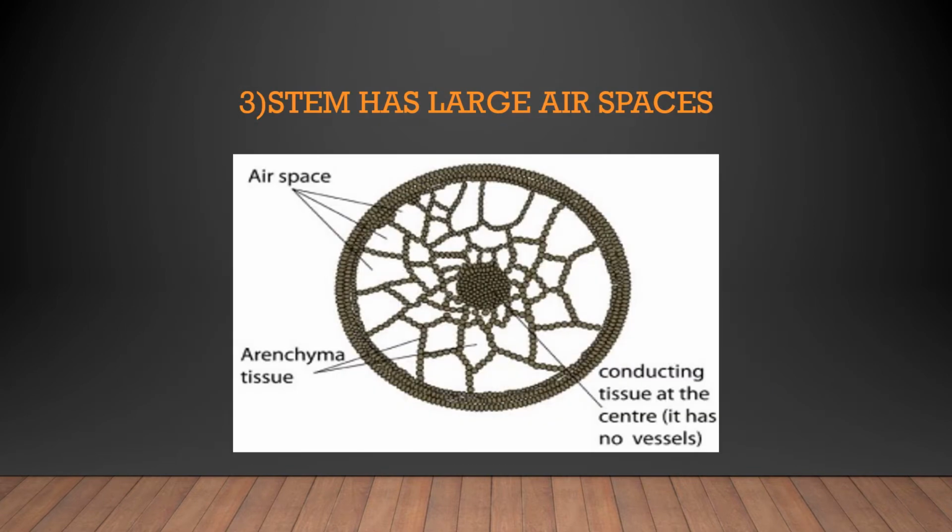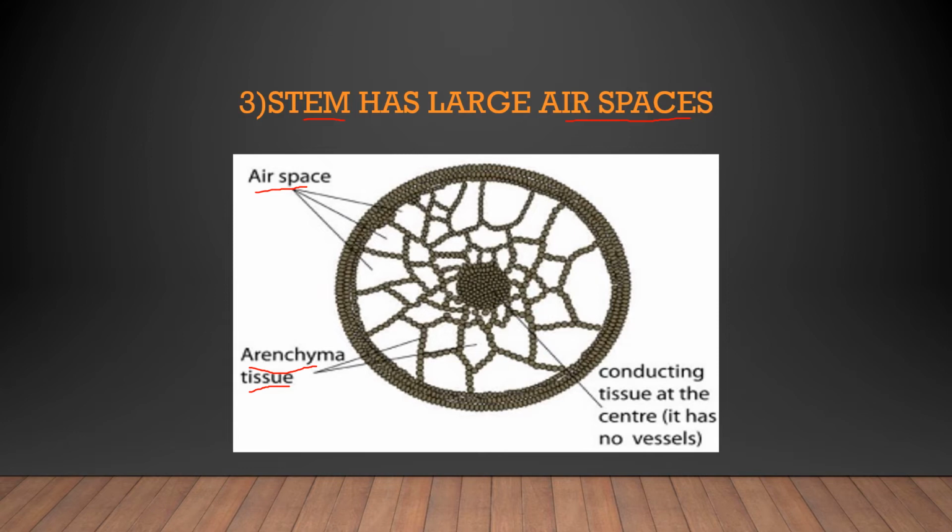The third important adaptation that hydrophytes use is that their stem has large air spaces. You can see here a cross section of stem which contains air spaces, and the air spaces are present between the parenchyma tissues. These are special modifications of parenchyma tissue.